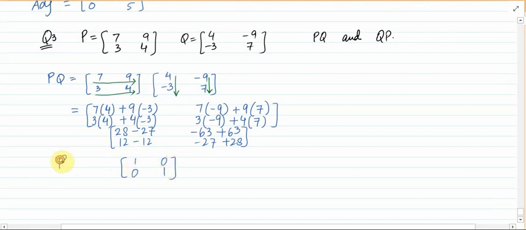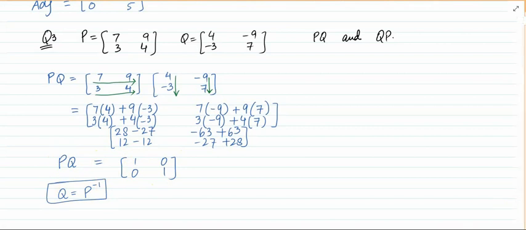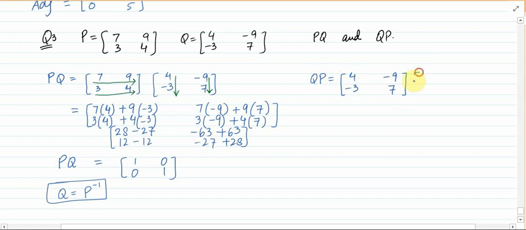So basically PQ is equal to the identity matrix, or you can say that Q is equal to the inverse of P in this condition, as we had discussed in question number 2, part 2. After PQ, we are going to find QP. So matrix Q, 4 minus 3 minus 9 7, times P, 7 3 9 4.